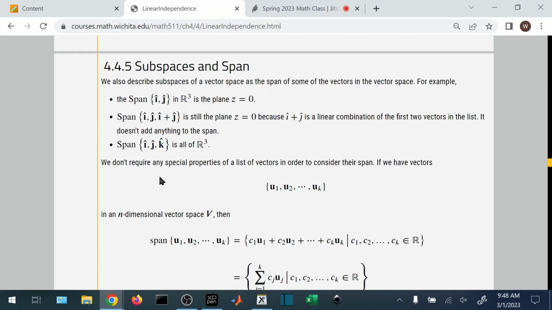Okay. So in R3, the span of 1, 0, 0 and 0, 1, 0 is a plane, right? It's the XY plane. And it passes through the origin, so it's a subspace. What is the span of i hat, j hat, and i hat plus j hat? Well, i hat plus j hat, isn't that a linear combination of i hat and j hat? So it was on the same plane as the span of i and j in the first place.